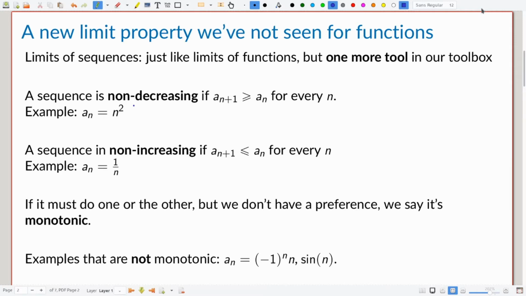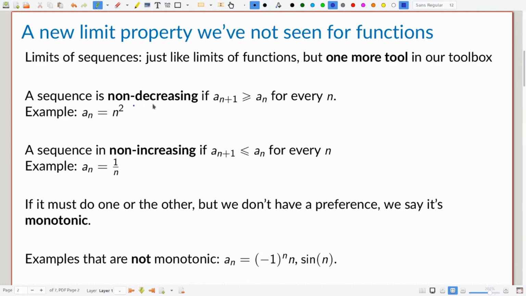So the first thing we're going to say is a sequence is non-decreasing if each term is greater than or equal to the previous term. It's a sequence of numbers where the numbers are getting bigger or staying the same. So here I have an example, a_n equals n squared. A sequence is non-increasing if the terms are getting smaller or staying the same. So here I have an example that's 1 over n.